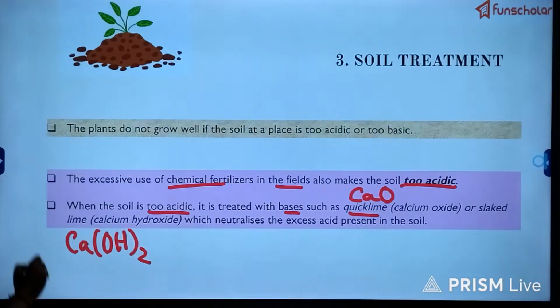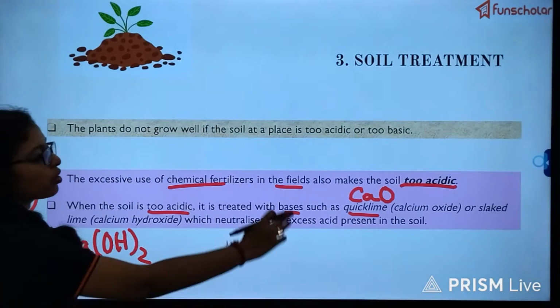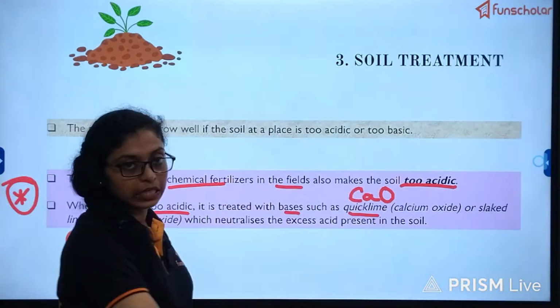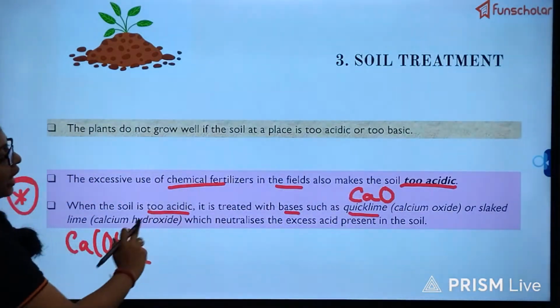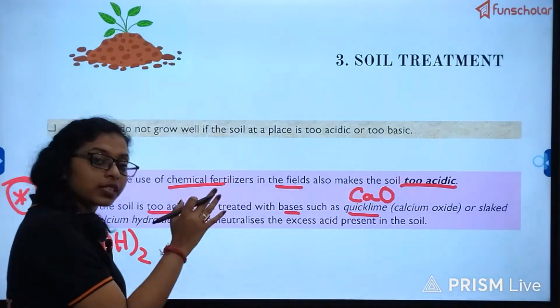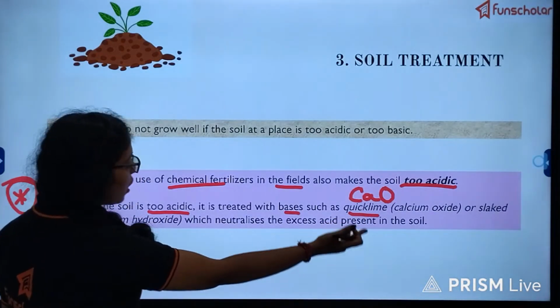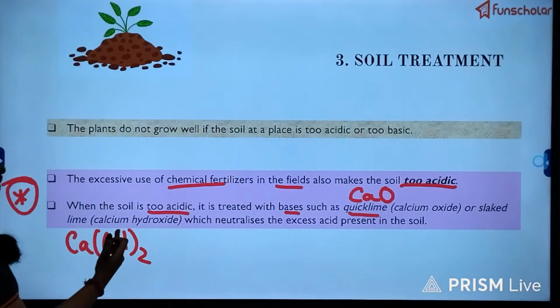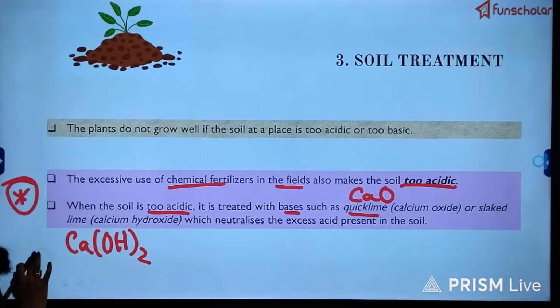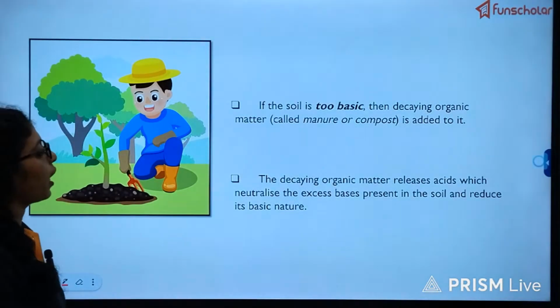Okay, so this is one of the very important treatments. When the soil is too acidic, then we will be applying bases, and the most popular bases used for this purpose are quicklime, which is calcium oxide, or slaked lime, which is calcium hydroxide. Okay, so let's see what we will do in the opposite case.